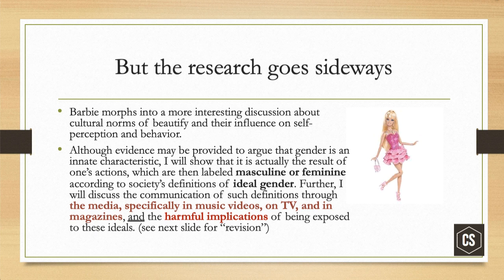Although evidence may be provided to argue that gender is an innate characteristic, I will show that it is actually the result of one's actions, which are labeled masculine or feminine according to society's definition of ideal gender. Your thesis statements will be one sentence, but this is probably a composition 2 paper. Further, I will discuss the communication of such definitions through the media, specifically in music videos, on TV and magazines, and the harmful implications of being exposed to these ideals.